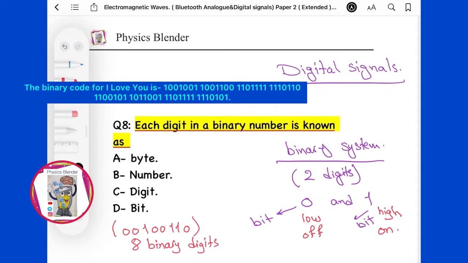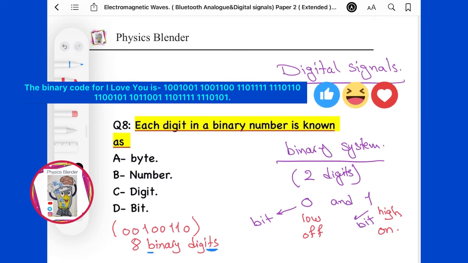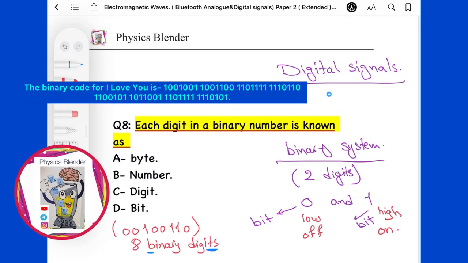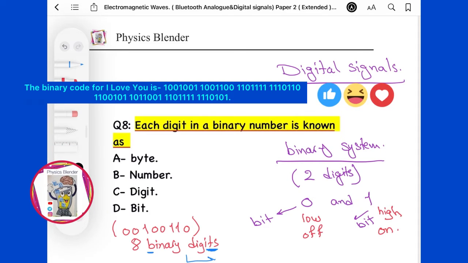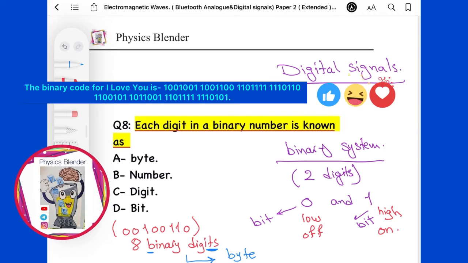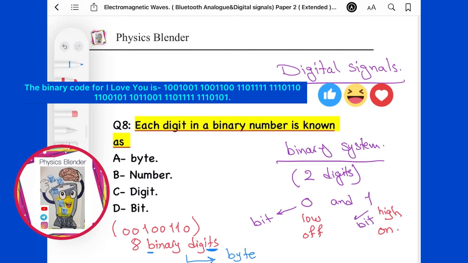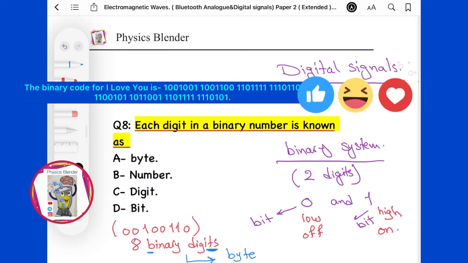That's why we called it bit, B-I-T-S. So these 8 binary digits are equivalent to what we call a byte. Now you can know the difference between bits and bytes. Okay, so 8 binary digits are equivalent to a byte.